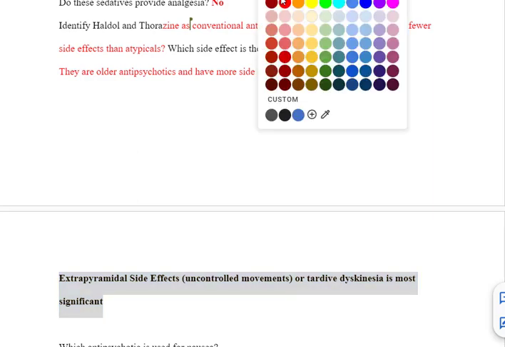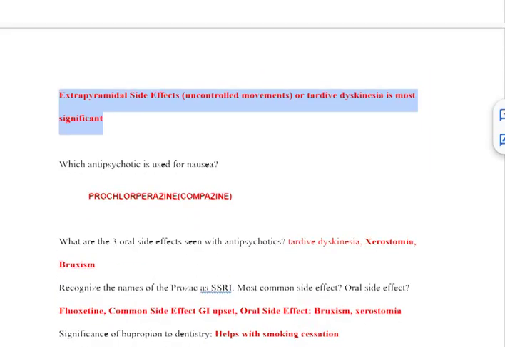Make that red. All right, we're getting there.